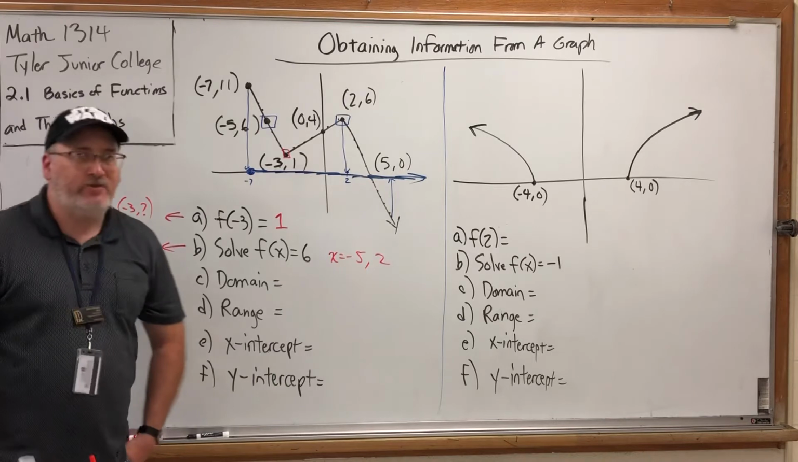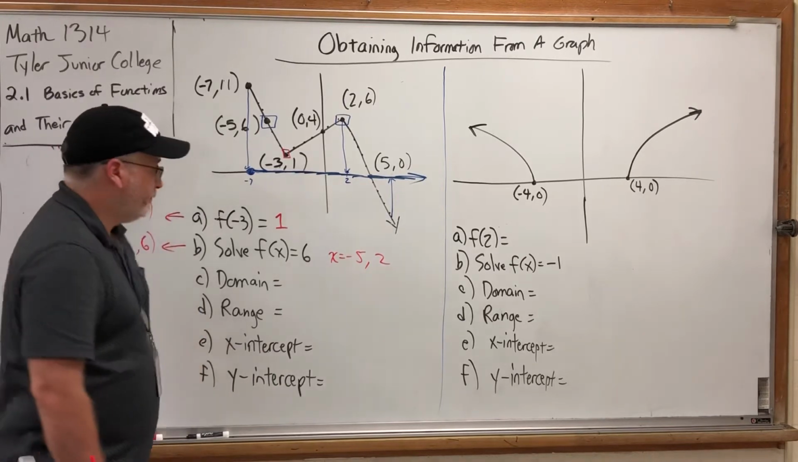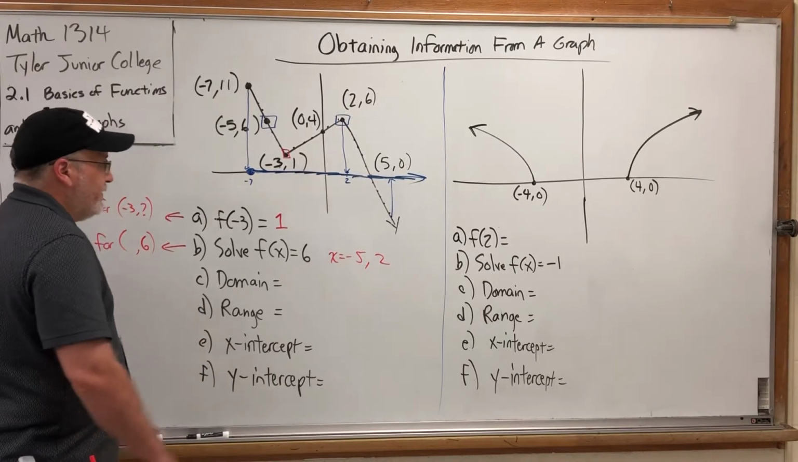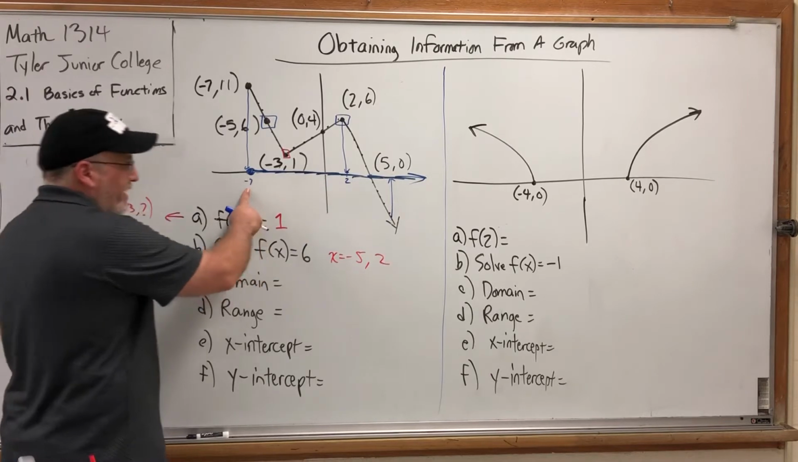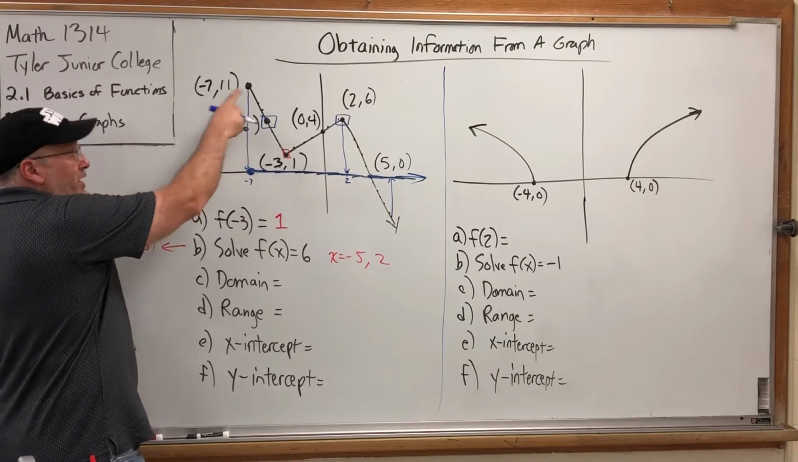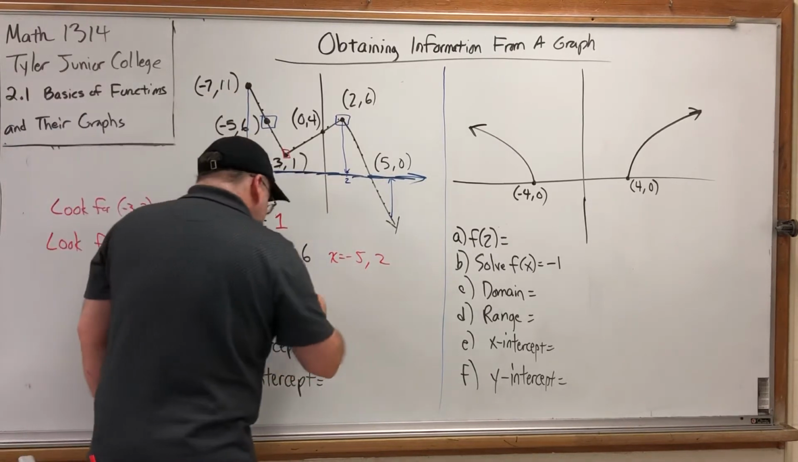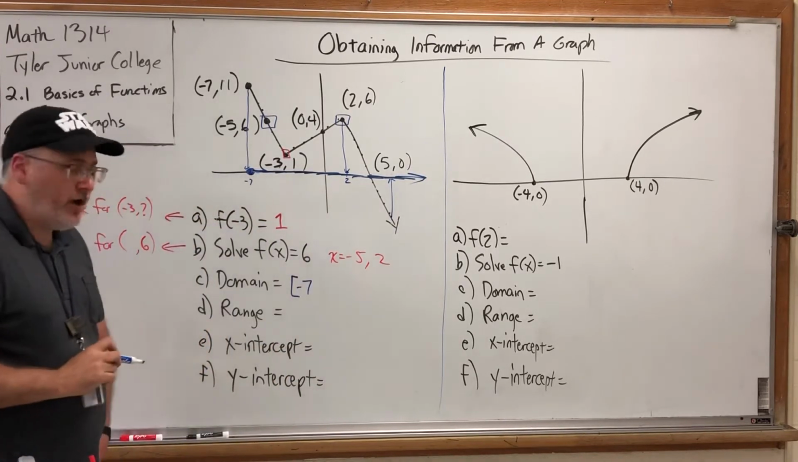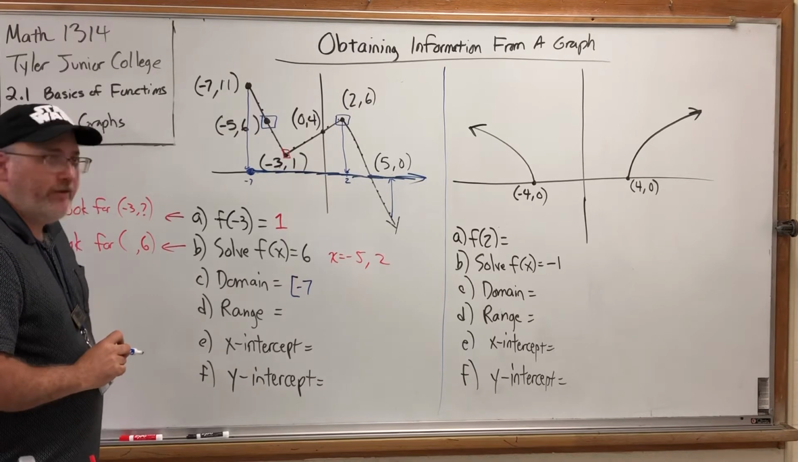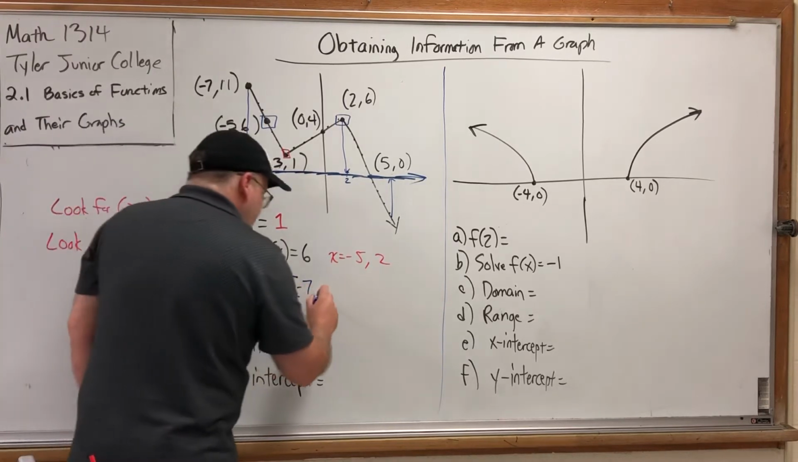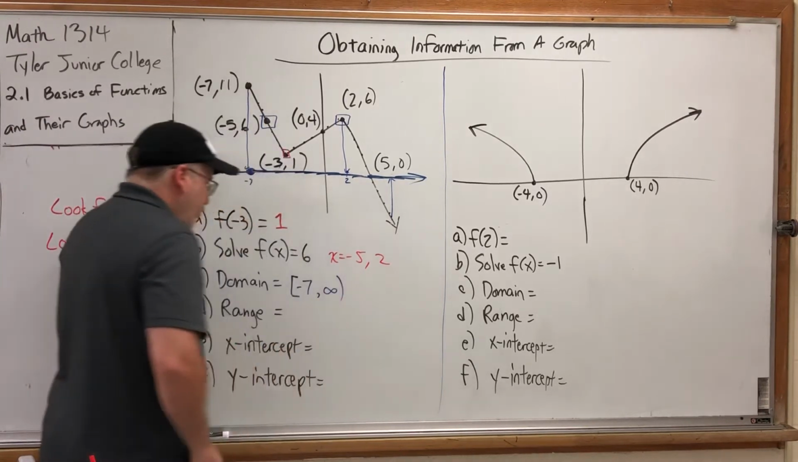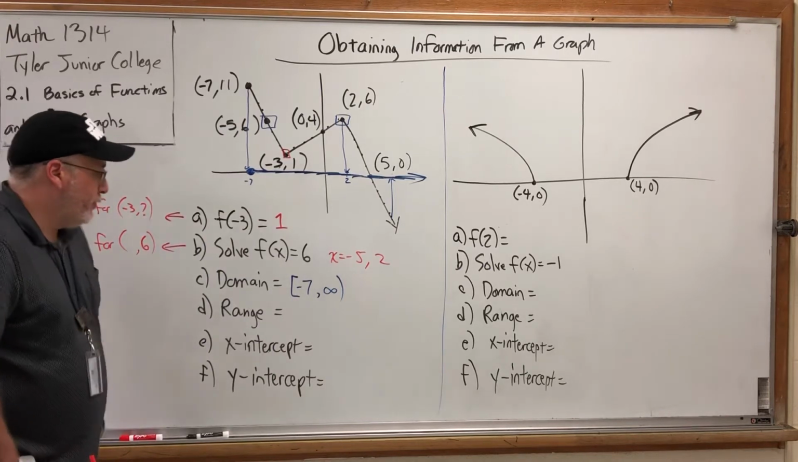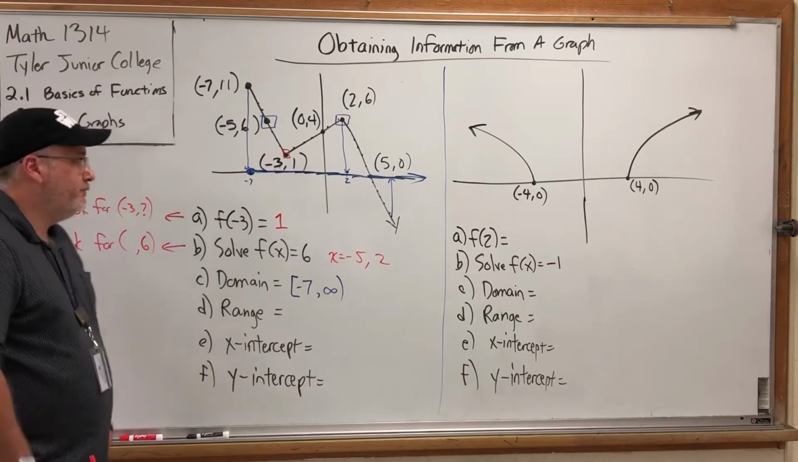Well, this looks like an interval because it is. So from left to right, the domain begins at -7, and it includes -7 because that is part of the graph. So we're going to start an interval at -7 with a bracket, and it goes forever to the right. So comma infinity. So the domain is every real number -7 and greater.